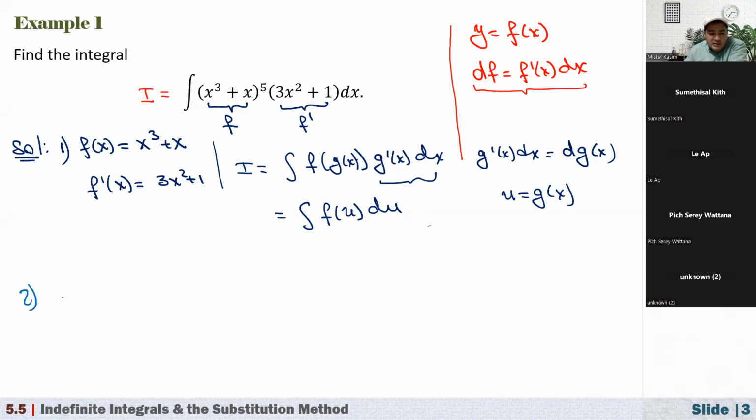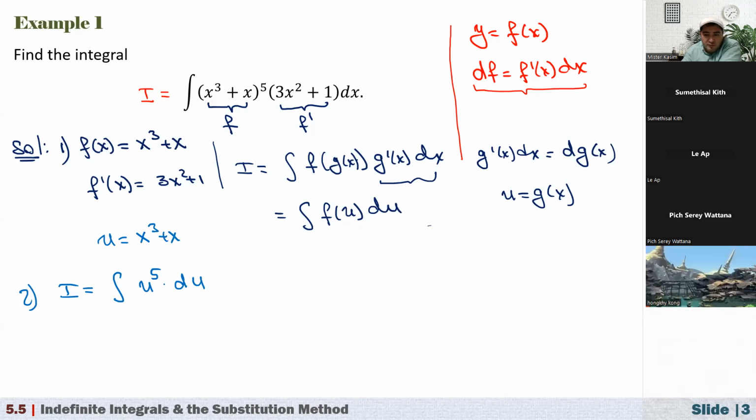Now, if I rewrite this function in terms of u, here we have u to the power of 5, and here we have du, where u is equal to x cubed plus x, right? So now it's just a polynomial function. What function's derivative is u to the power of 5? That is 1 over 6 times u to the power of 6. And here we have a constant, right?